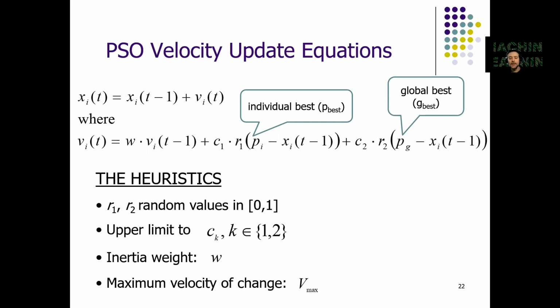And then you have two more terms. The first term takes into account the individual particle's best position so far. The second term takes into account the global best particle in the swarm, unless the algorithm operates with neighborhoods. If there is a neighborhood, you have to use the neighborhood best for the adaptation of the particular individual. Because of the nature of the algorithm, the velocity can take very large values. That's why it's recommended to have an upper bound. This is called the maximum velocity of change, to avoid oscillations in the search space.